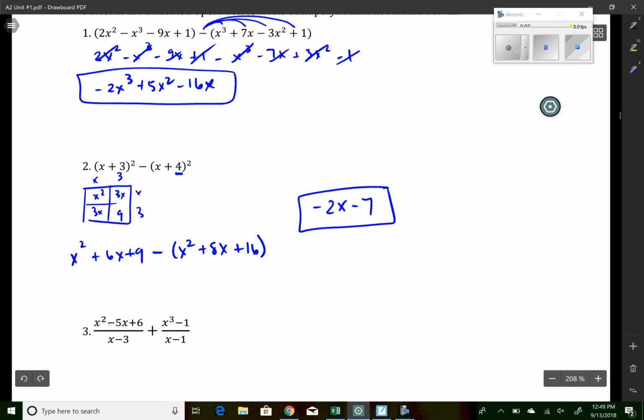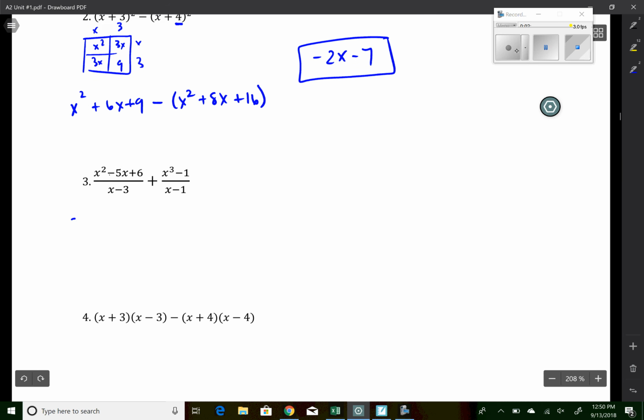For number 3, we have to do some division here. I'm going to use synthetic division. So I'm going to say 3, 1, negative 5, 6. The 1 comes down, so I have 3, negative 2, negative 6. So that's going to become x minus 2 plus.